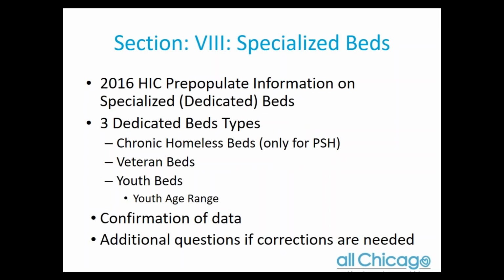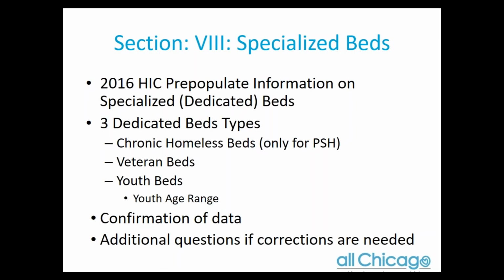Section 8 is regarding your specialized beds. Again, in 2016, that pre-populated information will show. If you have any dedicated beds for chronic homeless, veterans, or youth, that is where you'll show them. You will have to indicate the number of beds dedicated for that, and if those numbers are accurate, you'll just say yes and move on to the next section. For specialized or dedicated beds, I'm really looking at whether your program is currently documenting chronic homeless or veteran status.